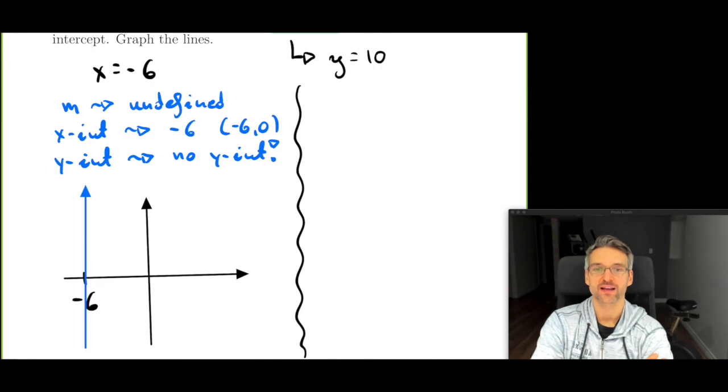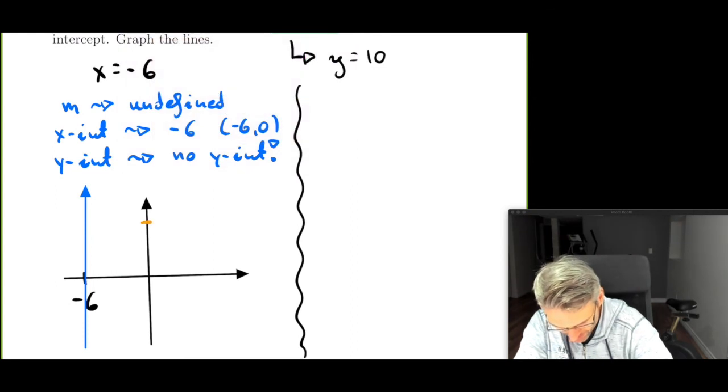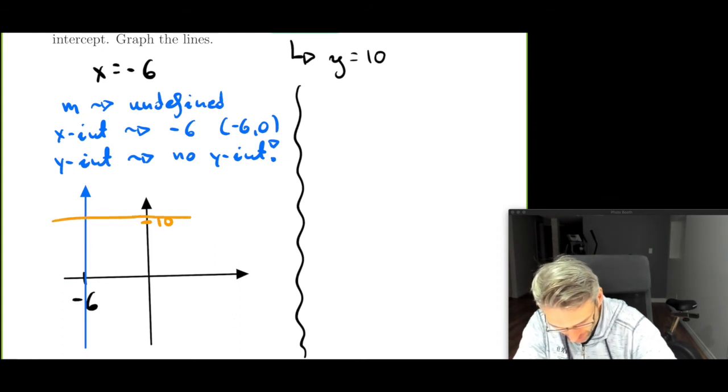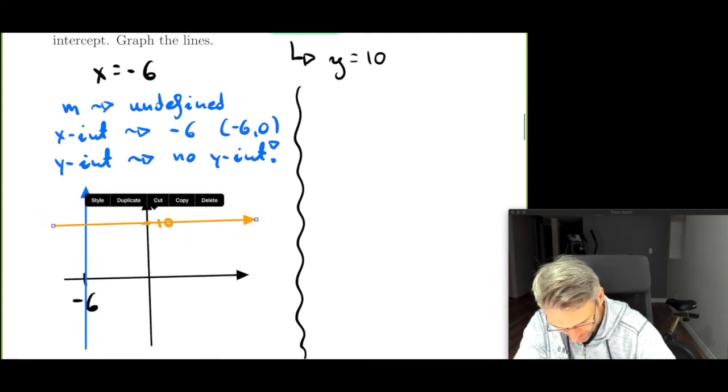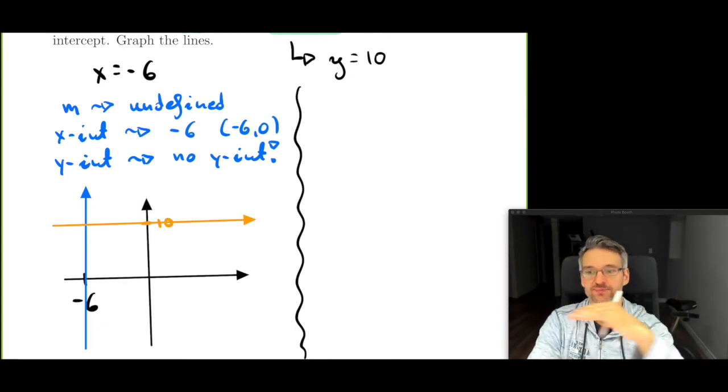So that's for that line. Now, what about y is equal to 10? I will kind of cheat and use the same graph here. Let's put 10 over here. And what you have is your line, which will go straight through the 10 right there. So it's a flat line, right?